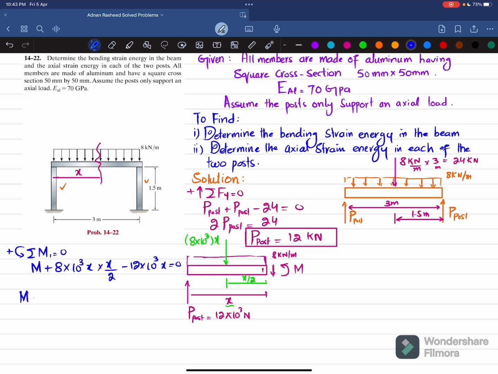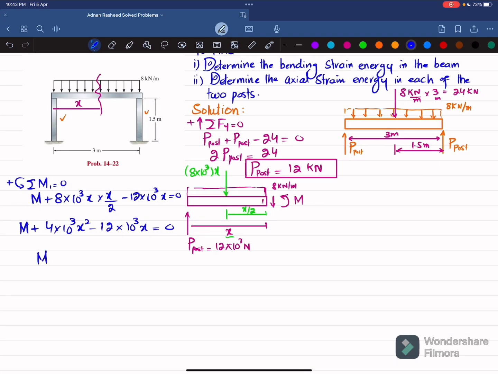So what I will get is M plus 4 into 10 to the power 3 x squared minus 12 into 10 to the power 3 x is equal to 0. If you further simplify it, this moment will be equal to 12 into 10 to the power 3 x minus 4 into 10 to the power 3 x squared, and its unit will be Newton meter. Okay, now this is the equation of moment. So we will move toward finding the strain energy due to bending, and we know that this is equal to the integral from 0 to L of M squared dx divided by 2EI.